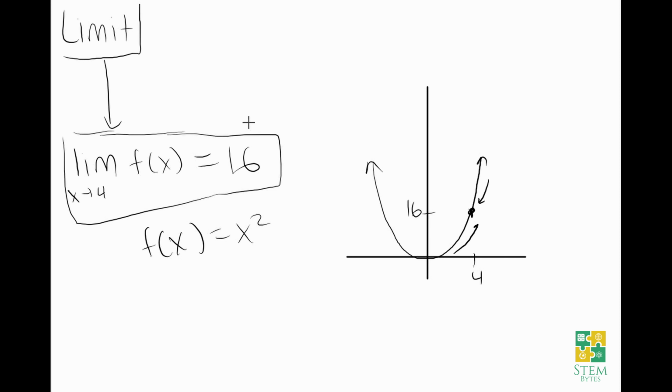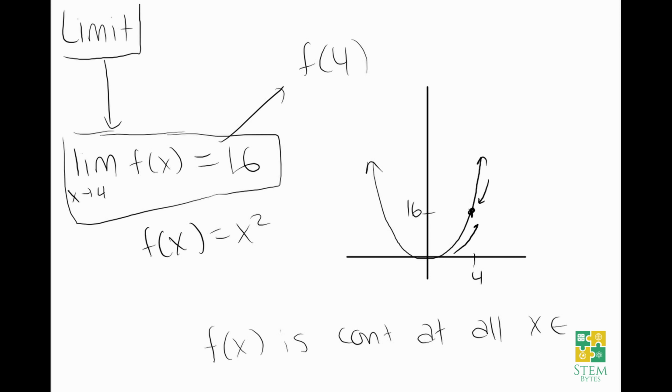In this case, you can say that the limit as x approaches 4 of f of x is just f of 4. Because x squared is continuous at all real numbers, you can just plug it in if f of x is continuous.